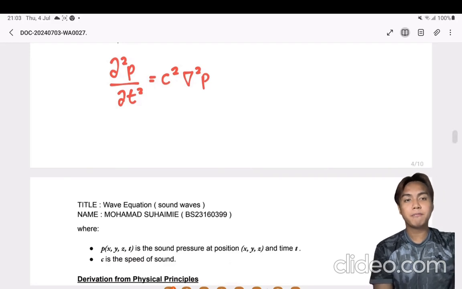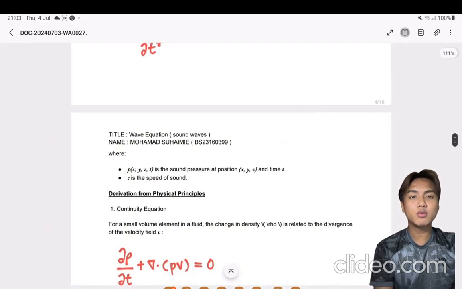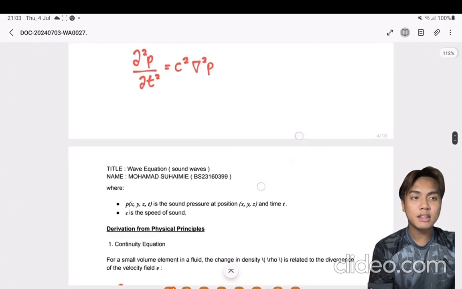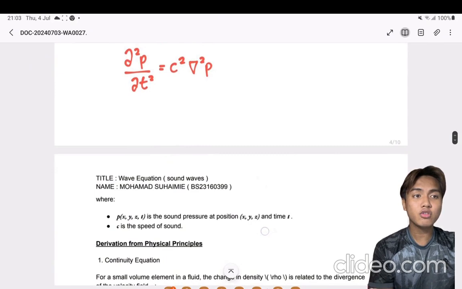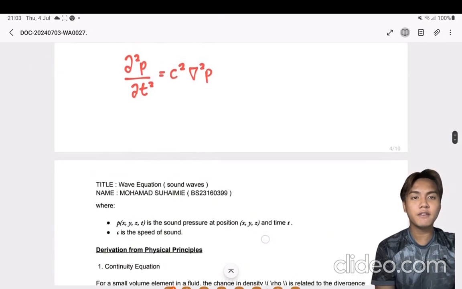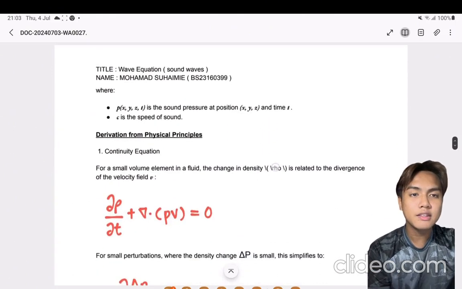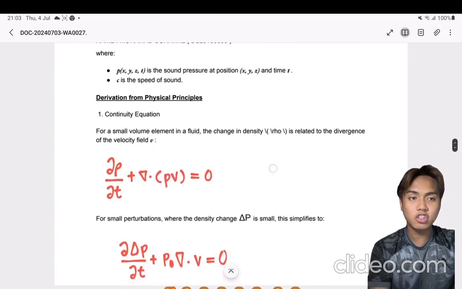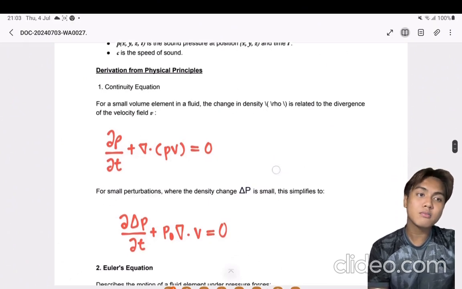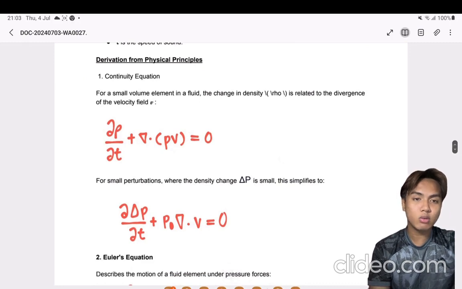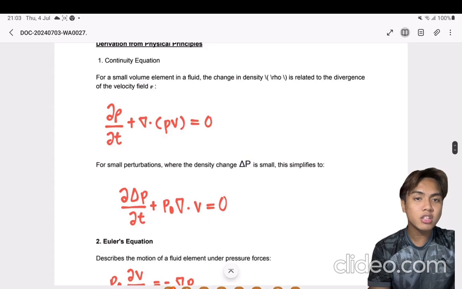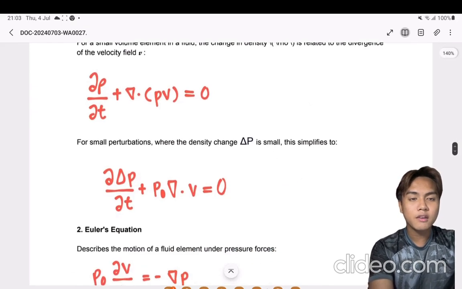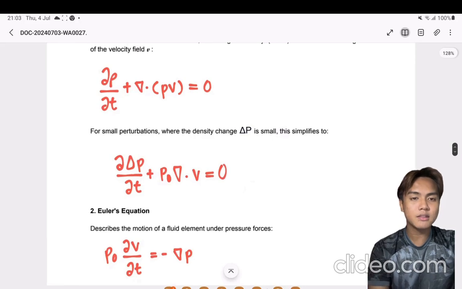And the derivation from physical principles: the first one is the continuity equation, which is for a small volume element in a fluid, the change in density, rho, is related to the divergence of the velocity field v, like this equation. And also for small perturbations where the density change, delta rho, is small, this simplifies to this equation. And Euler's equation describes the motion of a fluid element under pressure forces, and the equation is given like this.